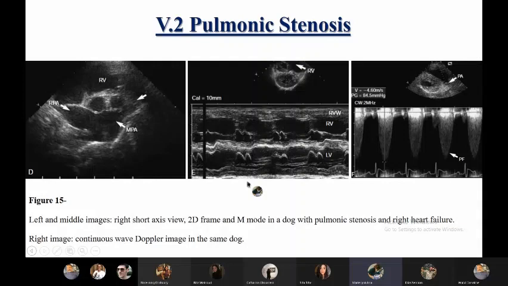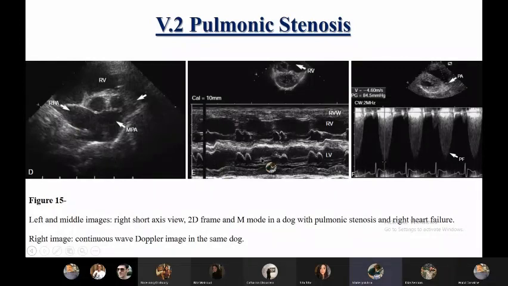So this is an 11-year-old miniature schnauzer that presented with abdominal distension caused by ascites. So it automatically takes us to right heart failure. In D, the pulmonic leaflets, so the small arrow here, are not distinct, and they were actually thickened. There's also severe post-stenotic dilation of the main pulmonic artery and the right pulmonic artery. So this also accompanies the pulmonic stenosis.